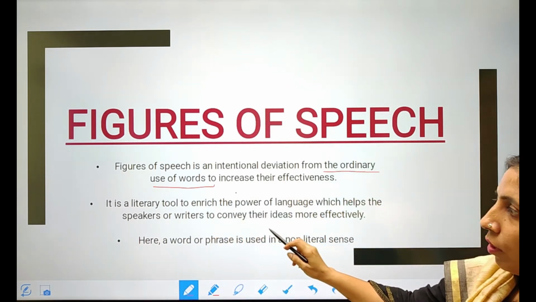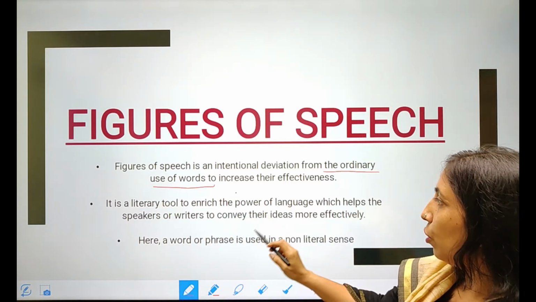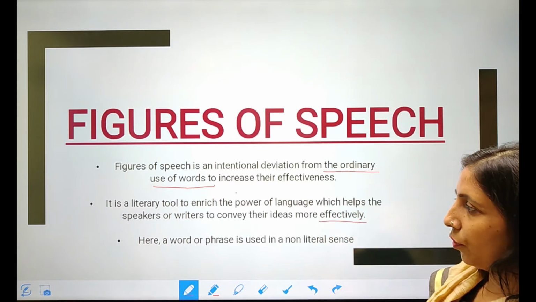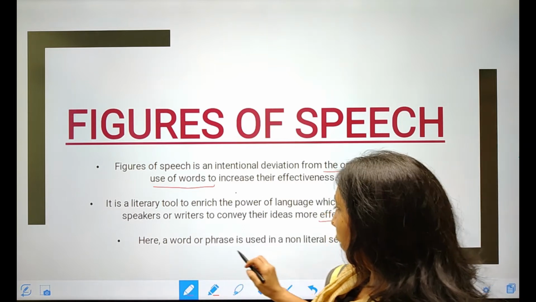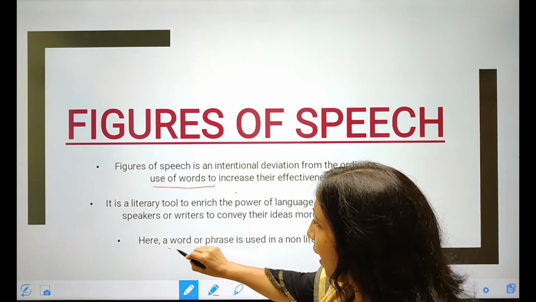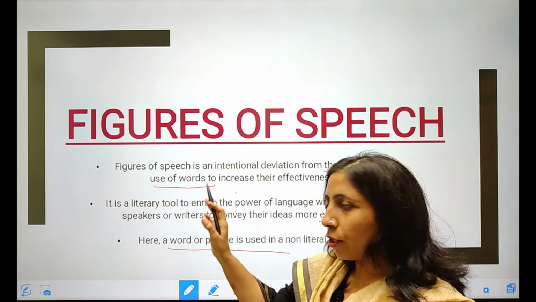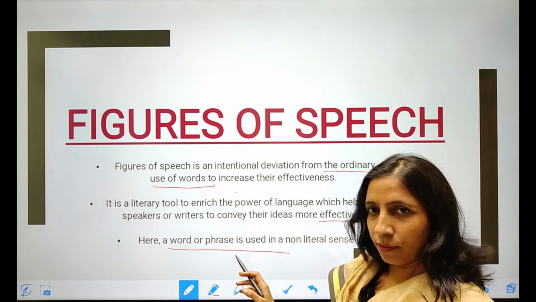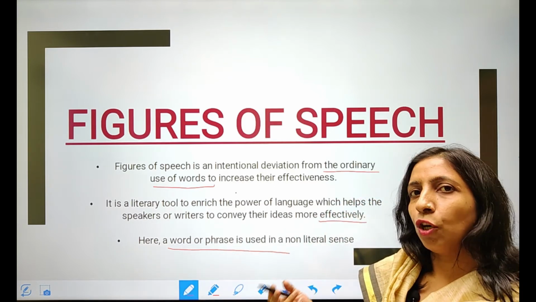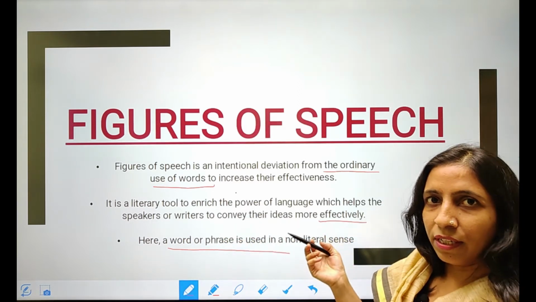Furthermore, it's a literary tool to enrich the power of language which helps the speakers or writers to convey their ideas effectively. Now we need to keep this in our mind. Thereafter, here a word or a phrase is used in a non-literal sense. Now let's combine all these things and understand the concept of figures of speech. It means here we are going to use such words or phrases which are not used ordinarily. Their use is uncommon, but they help us to convey our ideas more effectively. Now how? Let's see.